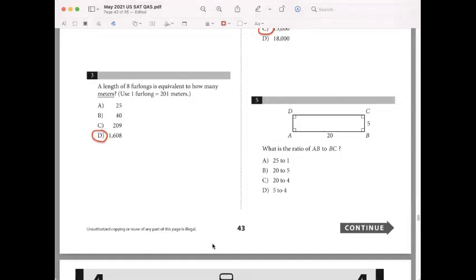Question 5. What is the ratio of AB to BC? So AB is 20 and BC is 5. So the ratio is 4:1. AB to BC, 20 to 5, which is 4:1. Oh, they've just given 20 to 5 as an option. So that's just the right answer.